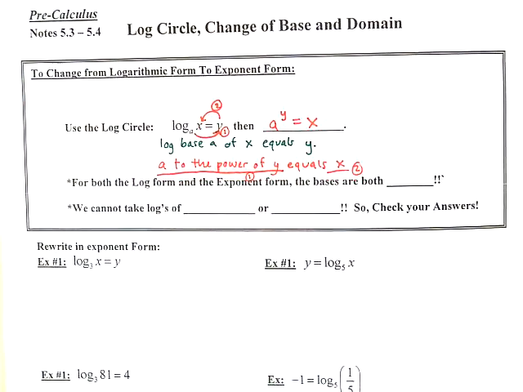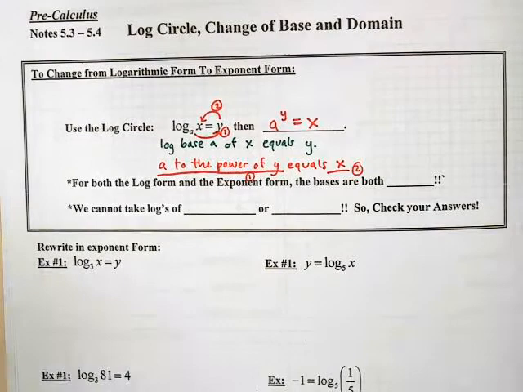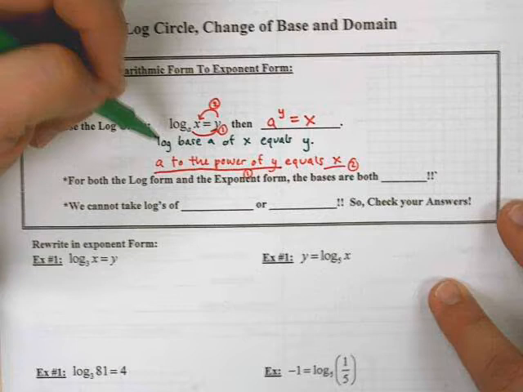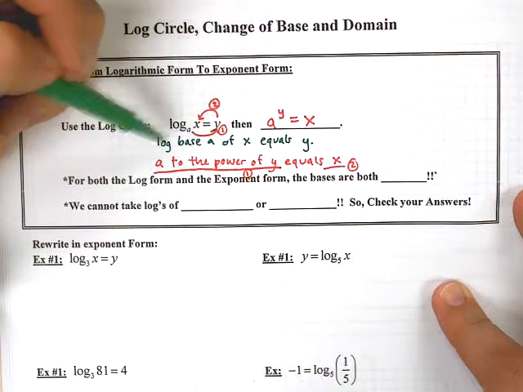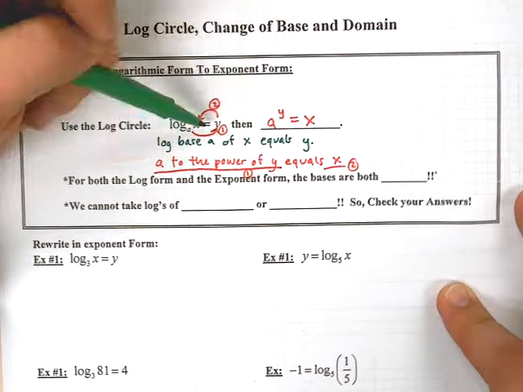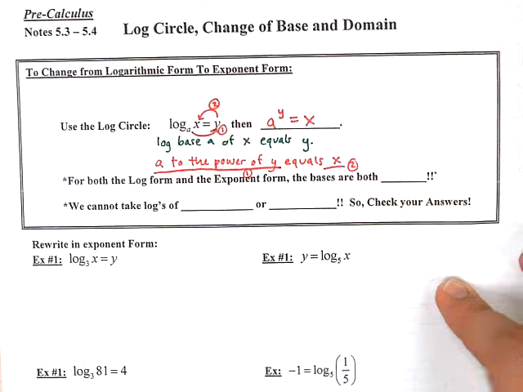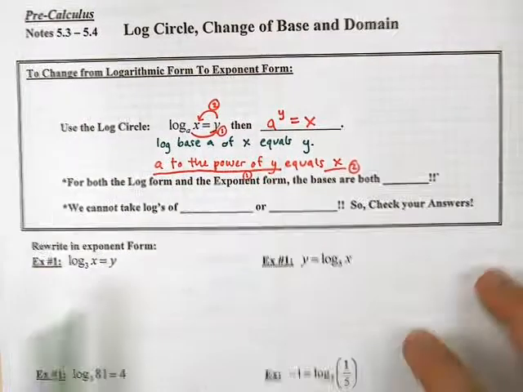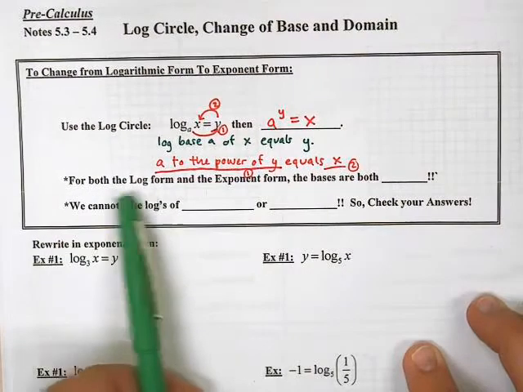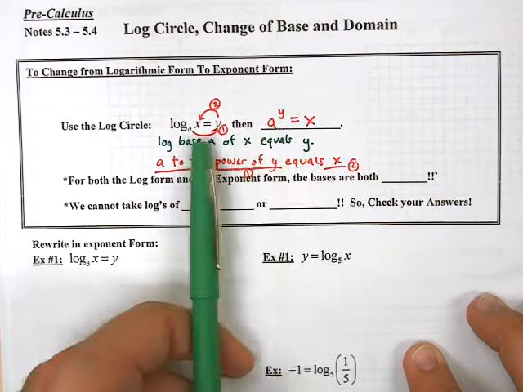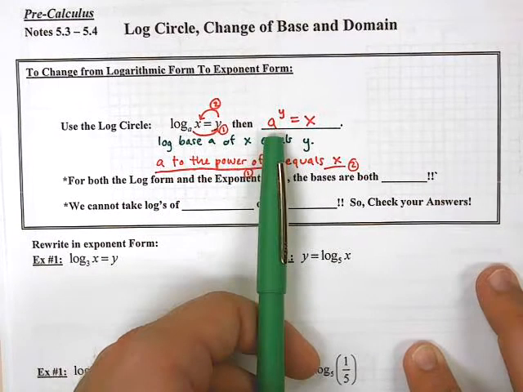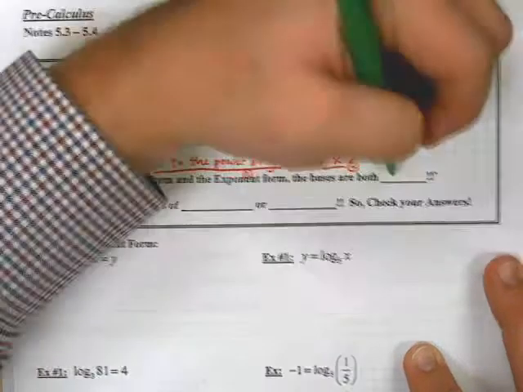And this will always work. If you have a logarithm with base a and an argument x, so log base a of x equals y, it always switches to something like this. Things that we need to notice here: in both log and exponent form, the base doesn't change. The base of my logarithm and the base of my exponential form doesn't change.